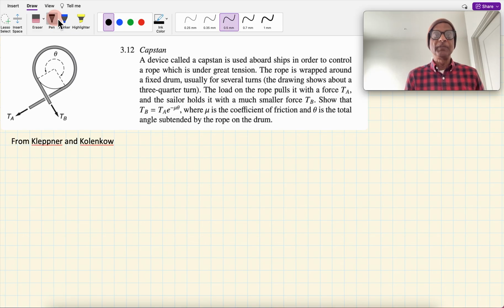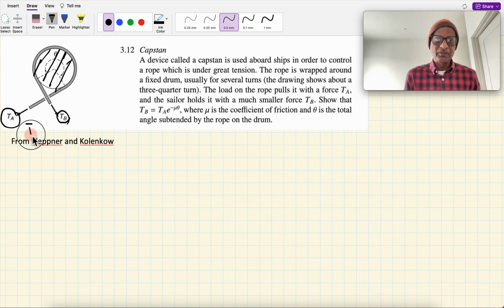So this is a really good problem. This comes from Kleppner and Kolenkow's book. Here is a fisherman. You can think of this as some kind of pole, and you tie a rope around it. Something is pulling, the weight is pulling on this side, and you pull from this side. This tension is not equal to that tension, okay? TB is not equal to TA.